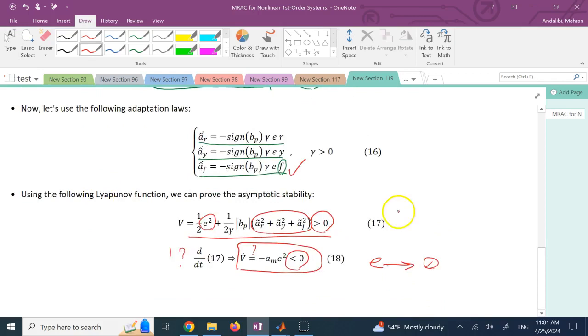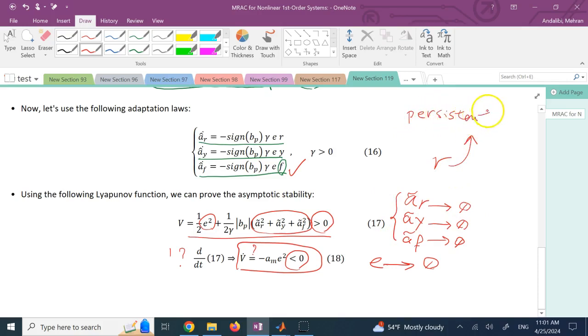The only thing is, will all of these tildes also go to 0? These guys, do they also go to 0 as well? The condition is similar. Your input R has to be persistently exciting. If this R is persistently exciting, then the answer is yes, they will. If it's just a simple constant thing, not necessarily.